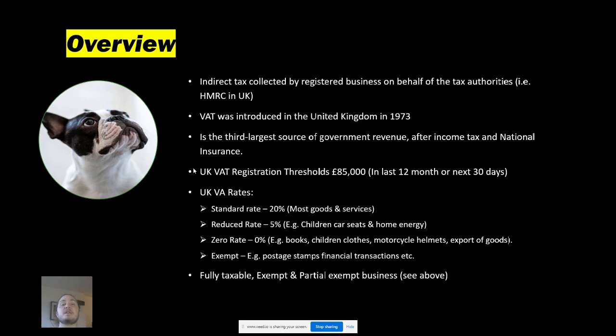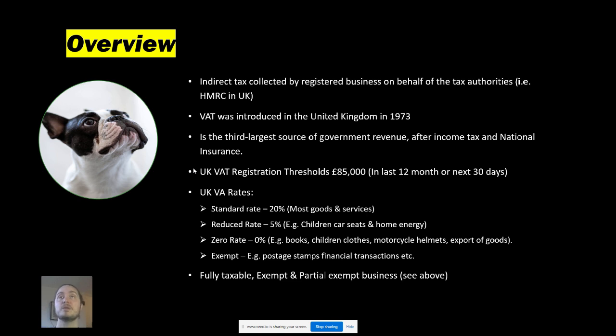VAT is simply a tax that you collect from your customers and you keep on behalf of the government, and you remit to them at the point that you file and submit your VAT return. So it shouldn't be a cost to your business if you are VAT registered. It should be simply something that you collect on behalf of the government and you hand over to them at the end of your reporting period.